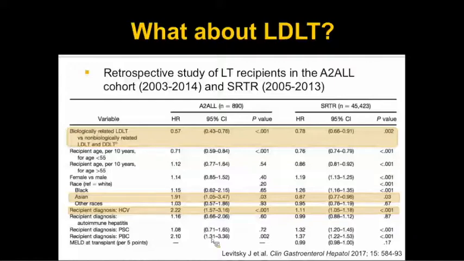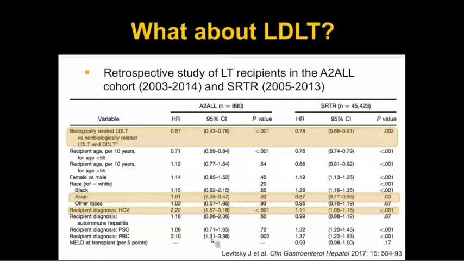More recently, there's been data presented in the past year that looked at a more recent decade of A2ALL cohort patients and also looked at SRTR data from similar years. And this is in contrast to the last slide. Here they found that biologically related patients that received living donor liver transplants, versus patients who received a non-biologically related living donor or a deceased donor liver, actually had a much lower risk of rejection. That was true both in the A2ALL cohort and also in the SRTR data overall.